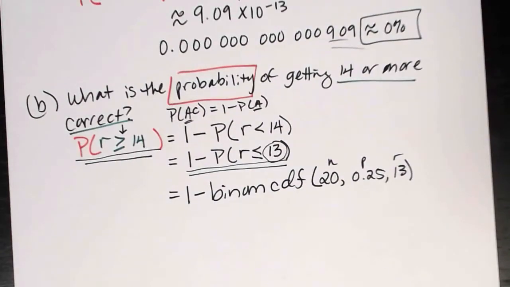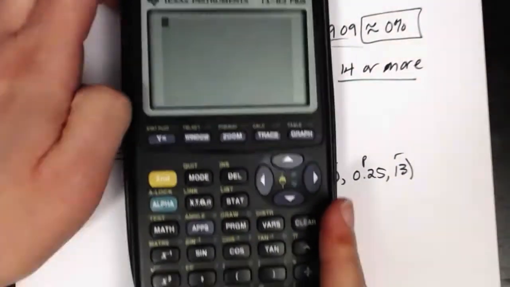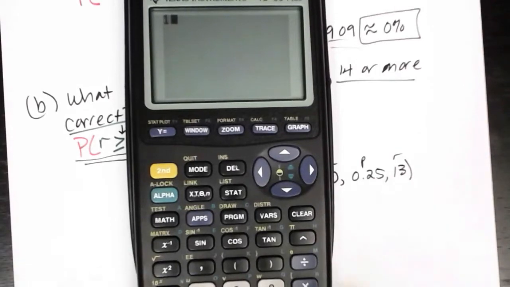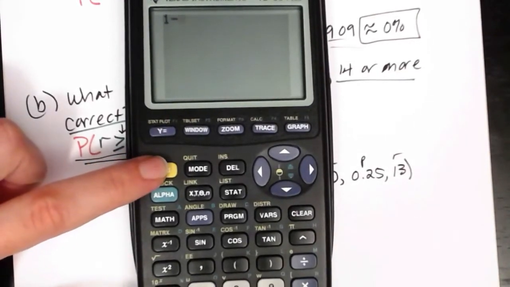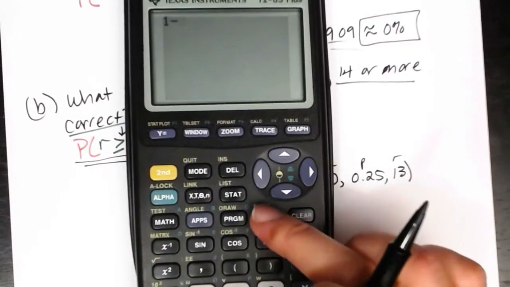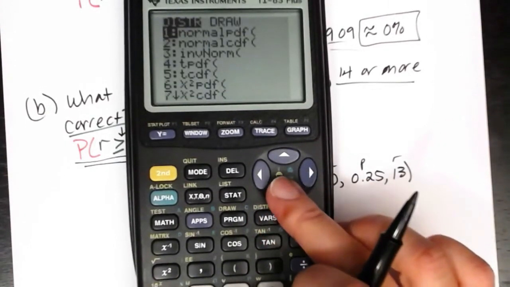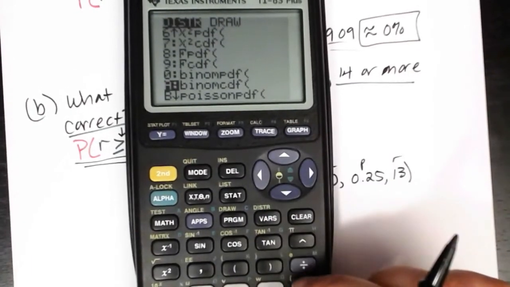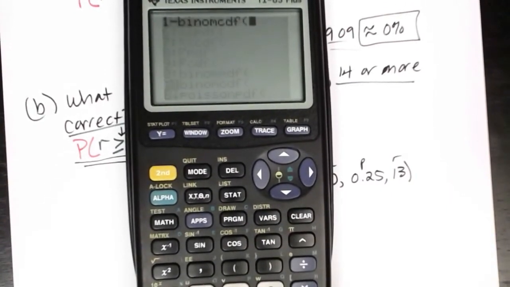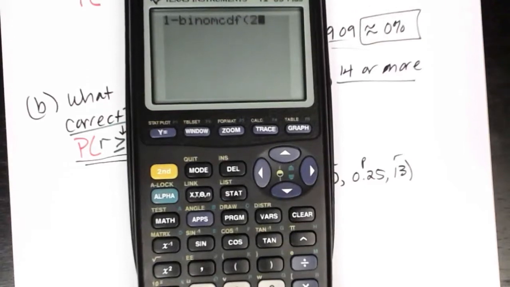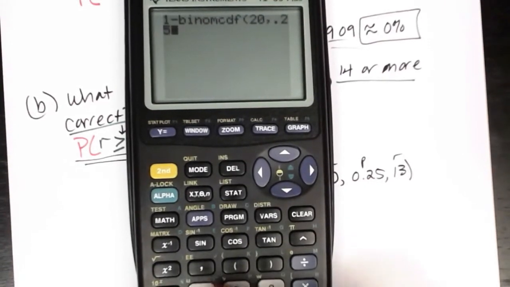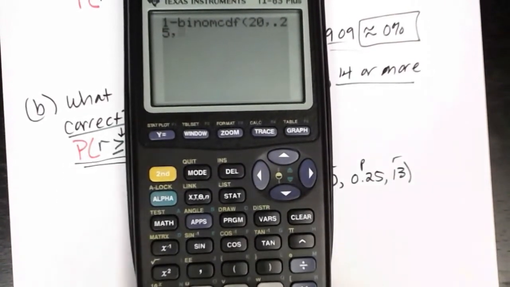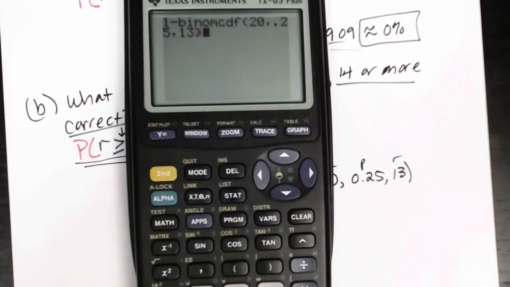And that's what we're going to put into the calculator. So we have 1 minus, we put that right out front, second vars, to go to the distributions menu, find binom CDF, and select it, 20, comma 0.25, comma 13.